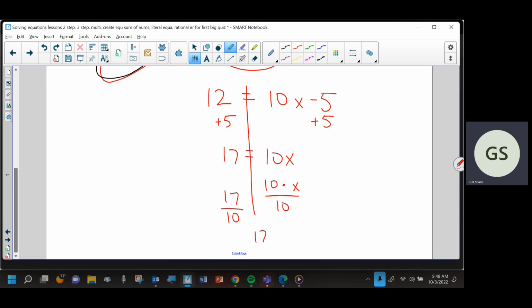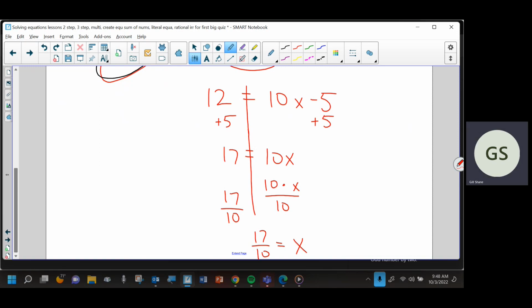So my final answer, and some people tried to simplify fractions that couldn't be simplified. My final answer is 17/10. 17 is not an even number, so I can't divide that by 2, which some people tried to do, dividing an odd number by 2.